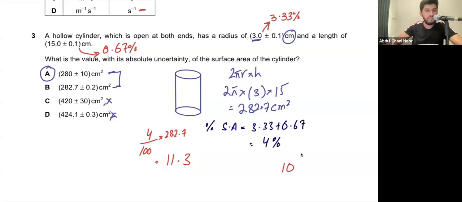The principal value is always rounded off to the place value of the corrected error. So this is two places before the decimal, so this will also stop at two places before the decimal. So this will be 280 plus minus 10. The answer is A, irrespective of whether you do it directly or you do it using the lengthier approach. The lengthier approach will get you the right answer every time.